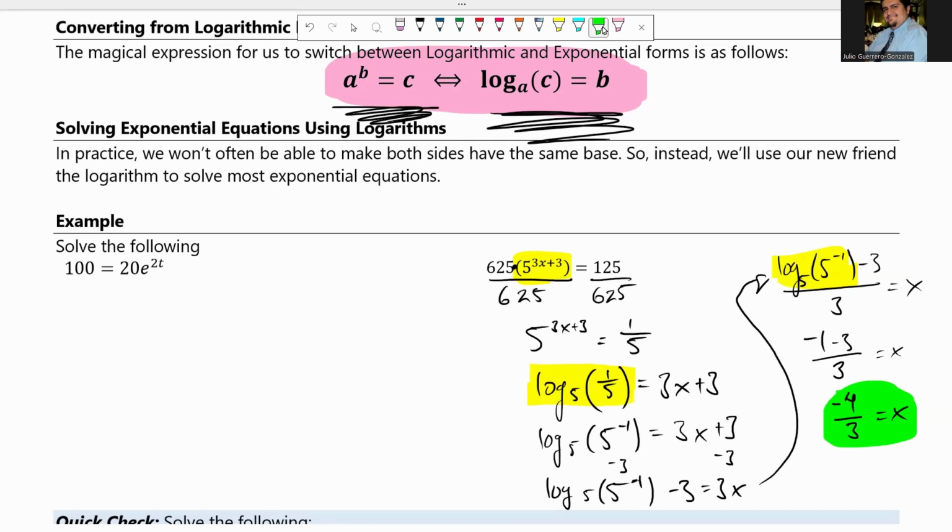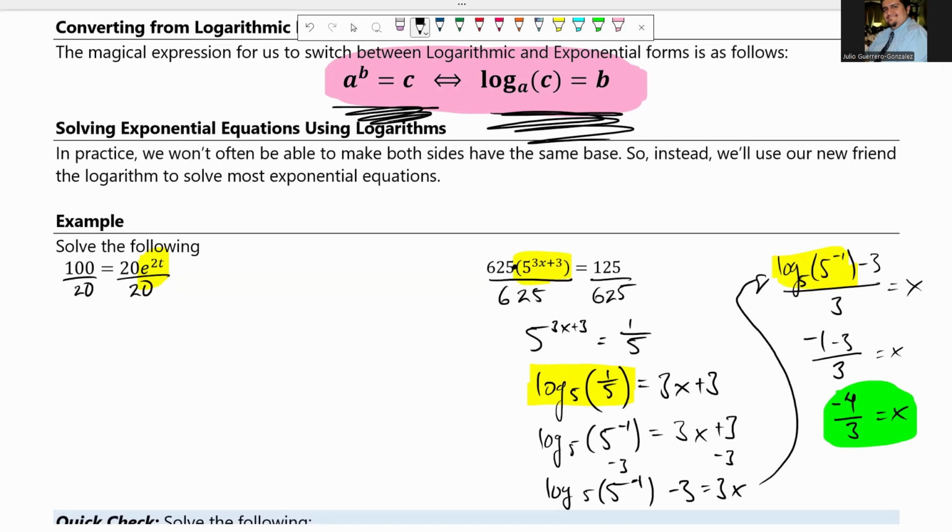Let me do the next one. In the one on the right-hand side, the numbers cleaned up nicely. What happens if they don't? That's what's going to happen on the left-hand side. The process is still the same. I'm going to grab that thing and try to get it by itself. There's a multiplication by 20, so I want to divide by 20.